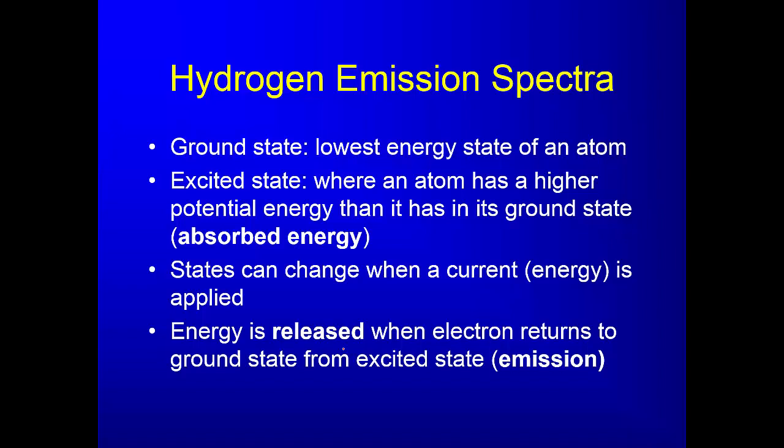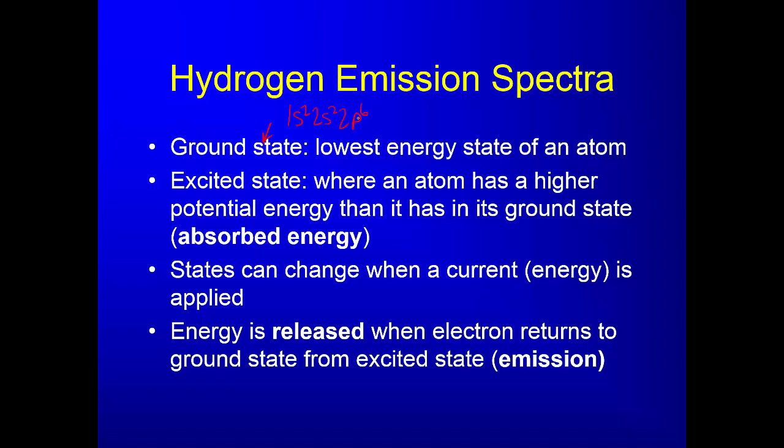So ground state is the lowest energy state. Whenever you write configurations, you're writing ground state configurations. It's normal. So 1s2, 2s2, 2p6, that's the ground state configuration of neon. It's just the normal state of it.